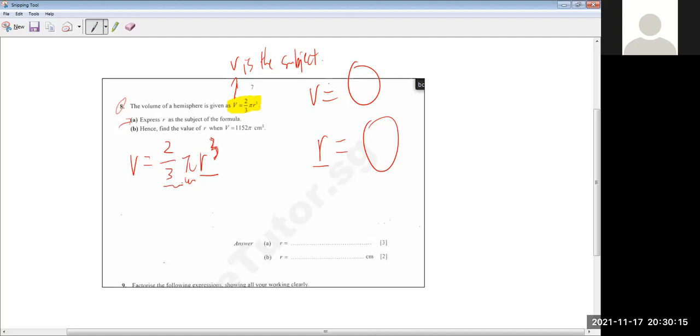All right. So looks like the V is already at its place, which I don't have to do anything with, but I need to get rid of the 2/3. So how do I get rid of the 2/3? I bring it over. How do I get rid of the pi? I move it over as well. Okay. So I'm going to do that.